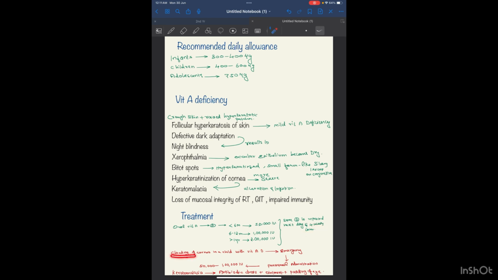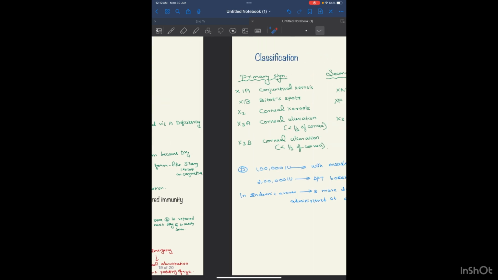Clouding of the cornea in a child, if seen with vitamin A deficiency, is an emergency condition. Parenteral administration of vitamin A is required with a dosage of 50,000 to 1 lakh international units. In the case of keratomalacia, local treatment with antibiotic drops plus ointments and padding of the eye enhances healing.